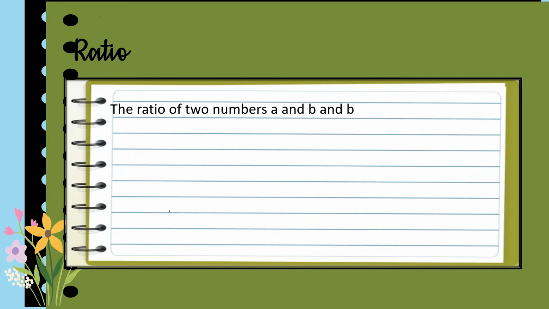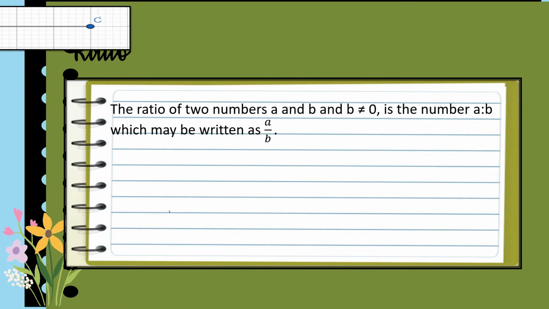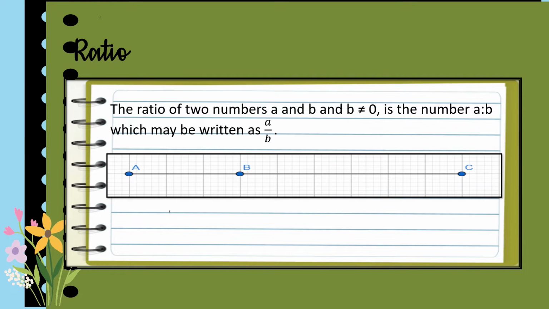Recall that the ratio of two numbers A and B, where B should not be equal to 0, is the number A is to B, which may be written as A over B. So in the figure, the ratio of AB to BC is AB over BC. Since AB is 3 units and BC is 6 units, then the ratio of AB to BC is 3 over 6, or in simplest form, 1/2.